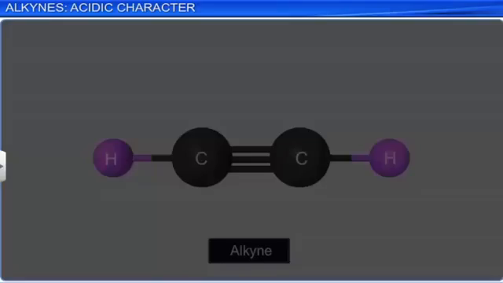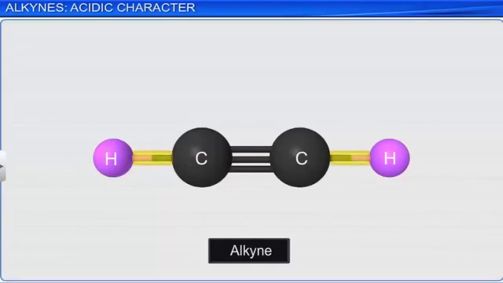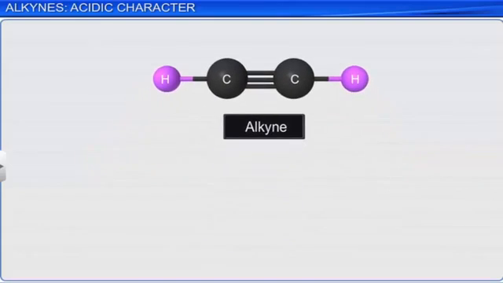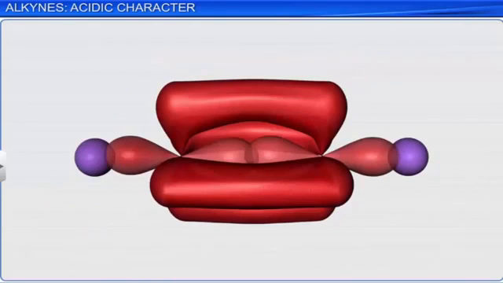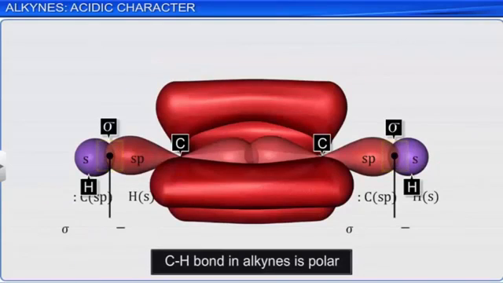The C-H bond attached to the carbon atom with the triple bond in alkynes. Alkynes exhibit some polarity, unlike alkanes and alkenes, which are non-polar. This is because the C-H bond in alkynes is slightly polar due to the sp hybridization of carbon.